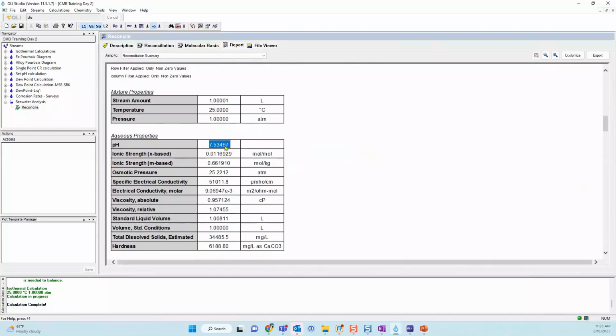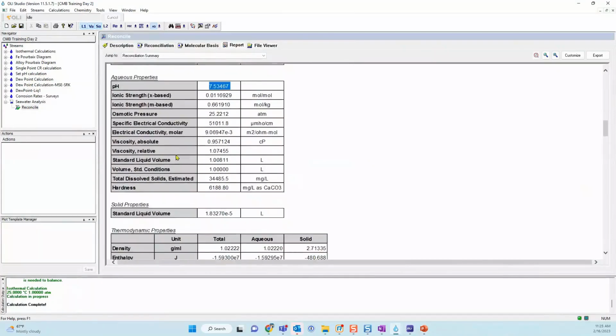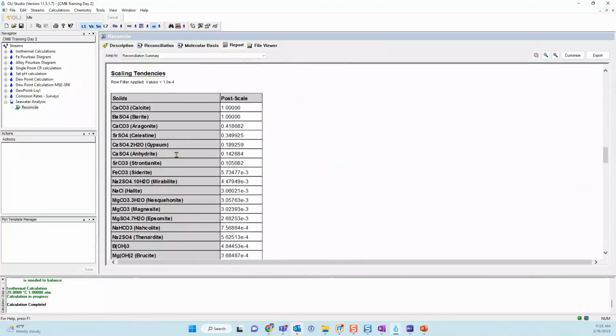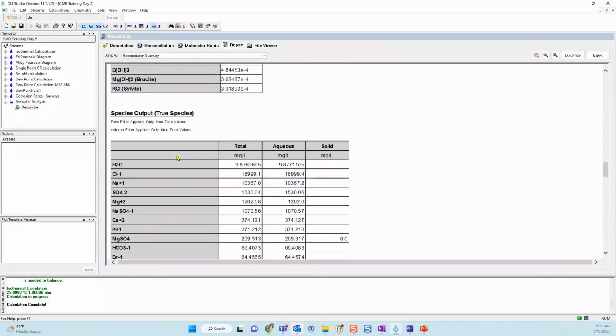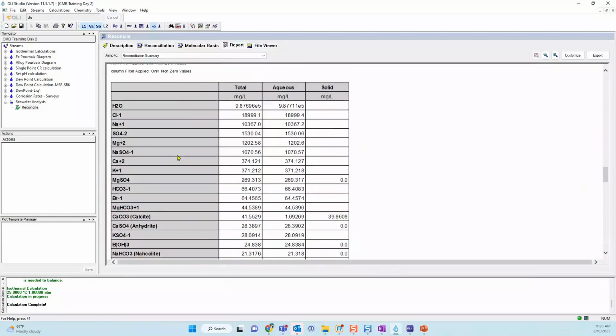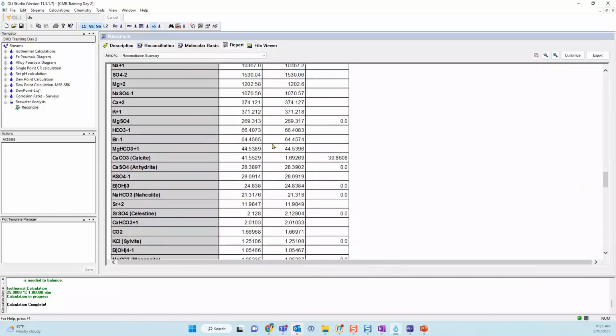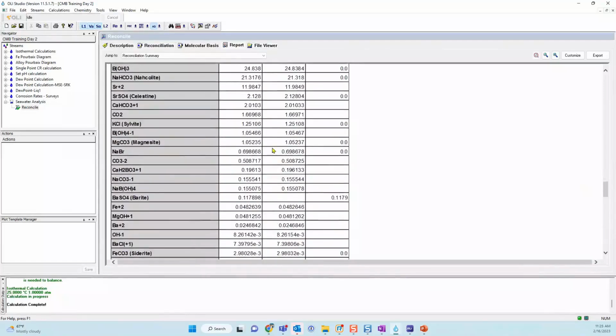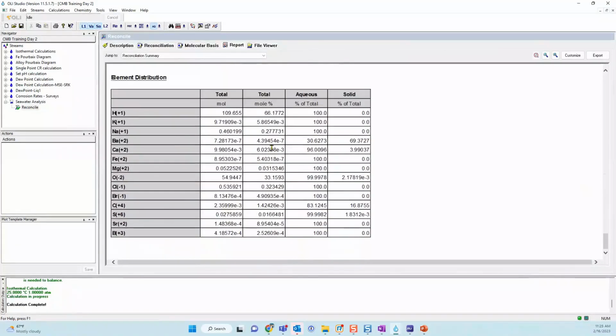And of course, these are the properties. You're already familiar with these tables. These are the scaling tendencies. It tells you what you will be precipitating out as a scale of that water. And the speciation table, so how much of the chloride, potassium, etc. you actually have. All of this is the speciation table. Okay, so that's the water analysis.